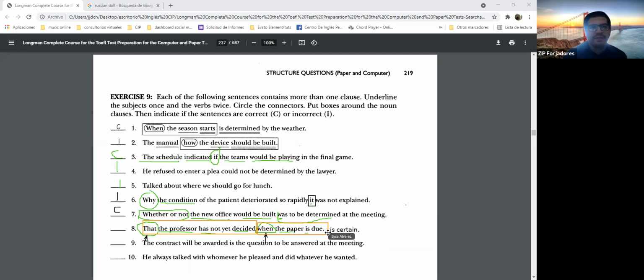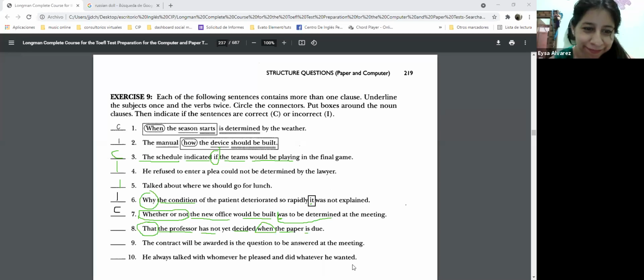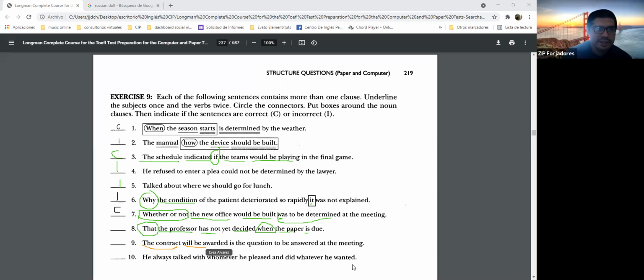Yes, it could be. But in this case, remember, you have two connectors, so you have to have three verbs. Okay. Very good. Excellent. Let's go with number 9. We have the contract. Is the subject will be awarded? Is the action awarded again?